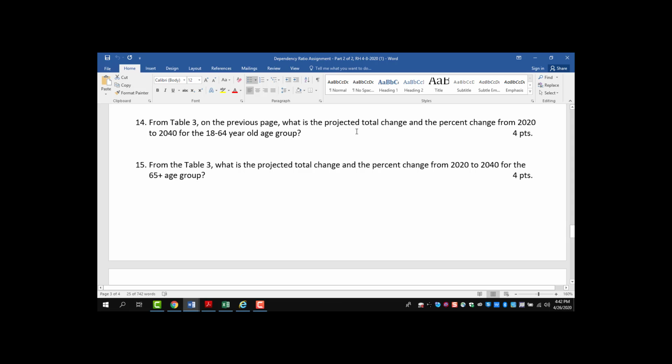The projected change, the percent change. Well, look, the projected change is the total change. That's just the number change. The percent change is the difference divided by the original, or change divided by the original times 100, right? You know that. From table 3, it's the projected total change. Yeah, you know that too. And these are giving you insights into what's happening. It's not the fact that there's going to be less people in this age group. It's the fact that this age group is increasing at a slower percentage rate than this age group. That's why the ratios get higher.